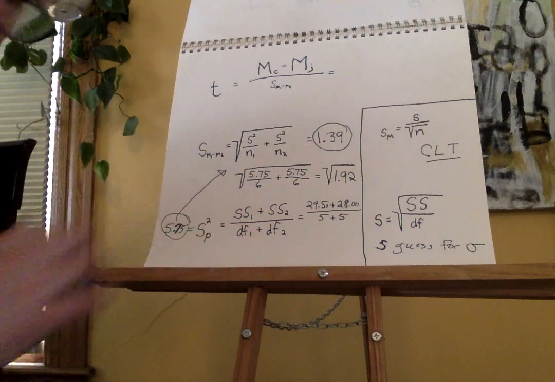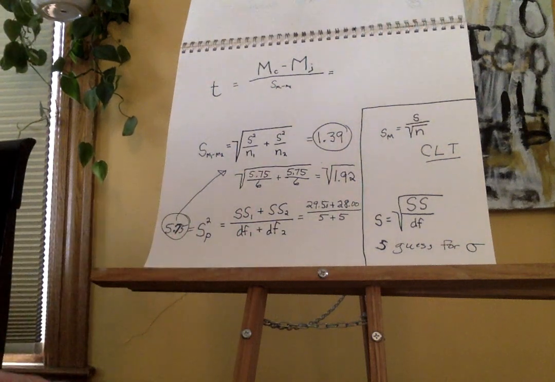5.75 divided by 6. Let's do that again. Make sure we got the right number. 5.75 divided by 6. Okay. Double that, 1.92. Take the square root. We got 1.38 or 1.39. Okay. Depends on where you round. 1.39. Okay.